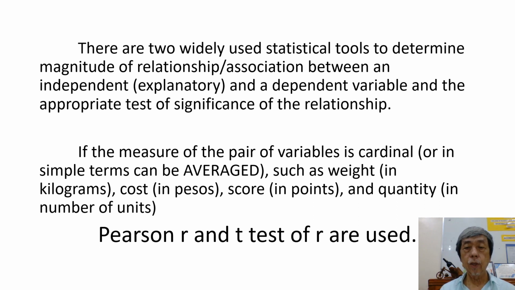If the measure of the pair of variables is cardinal, or in simple terms, can be averaged, such as weight, cost, score, and quantity, Pearson R and t-test of R are used.